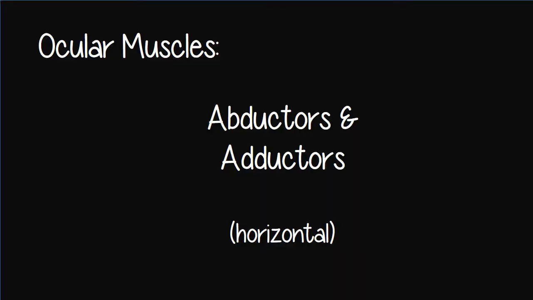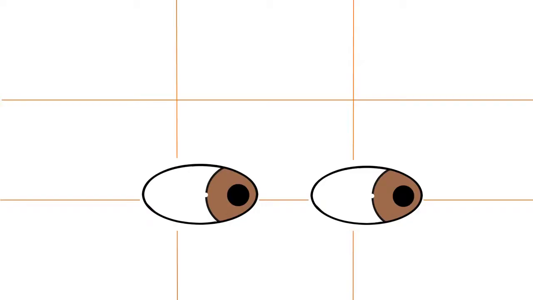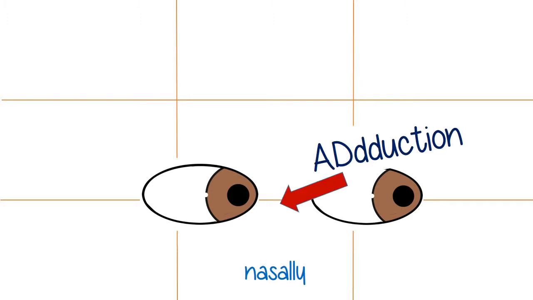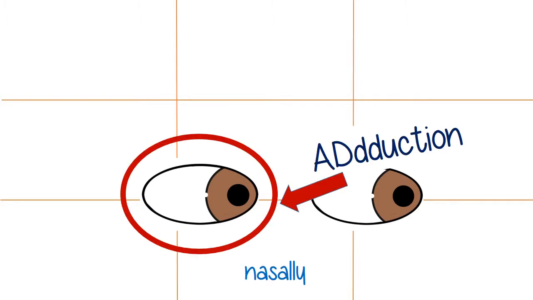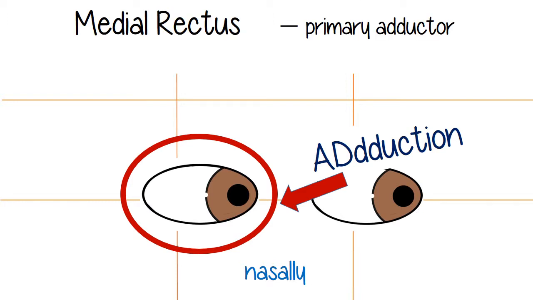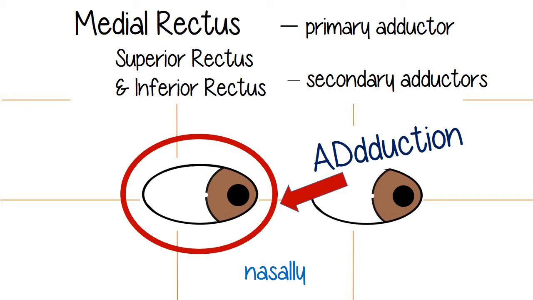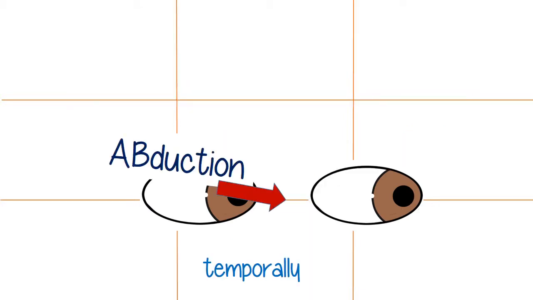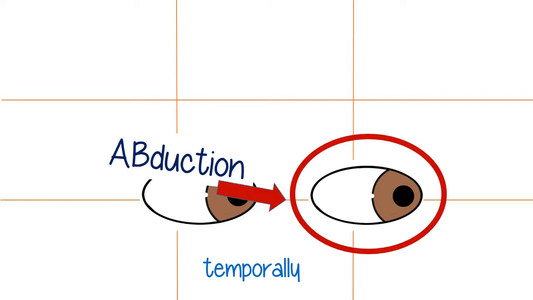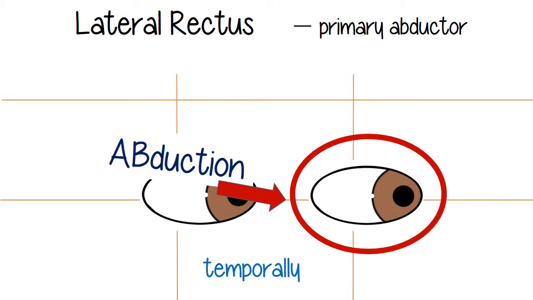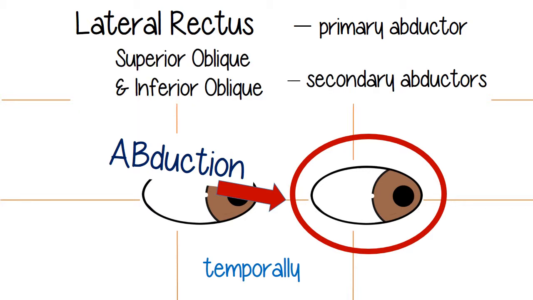Abductors and adductors, the horizontal movers. In this levoversion, the right eye is adducted, meaning it's pointing nasally. That is the work of the medial rectus muscle, aided by the superior rectus and inferior rectus muscles. The left eye is abducted, pulled temporally. That's the work of the lateral rectus muscles, aided by the oblique muscles, the superior and inferior obliques.